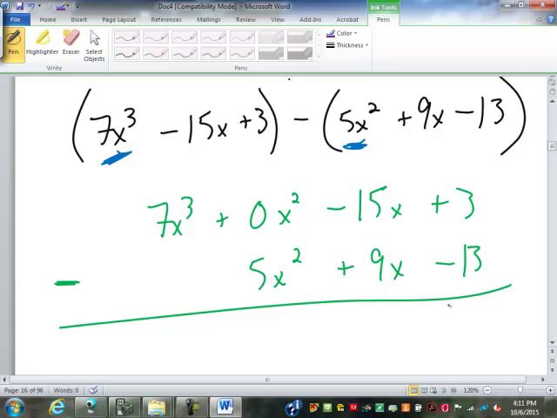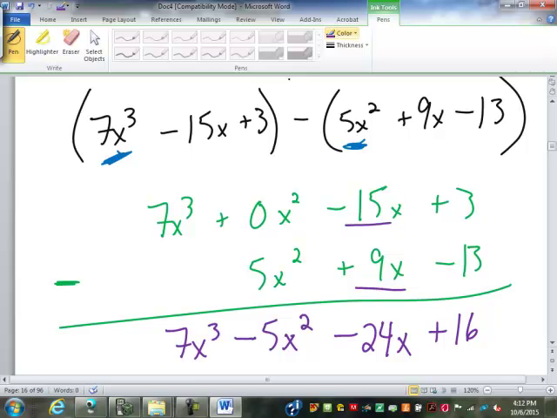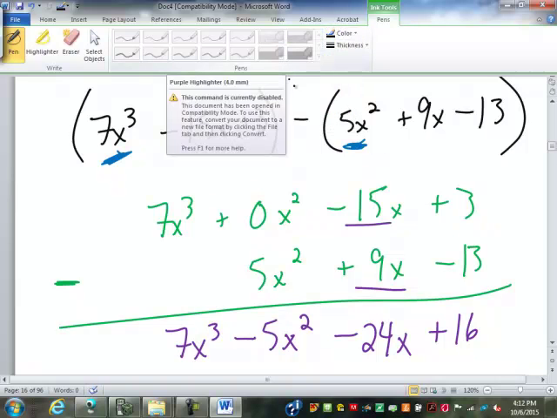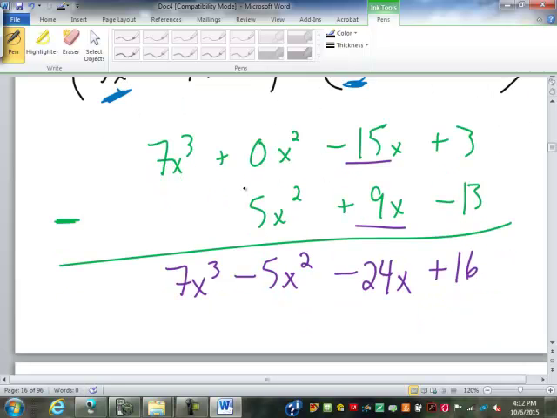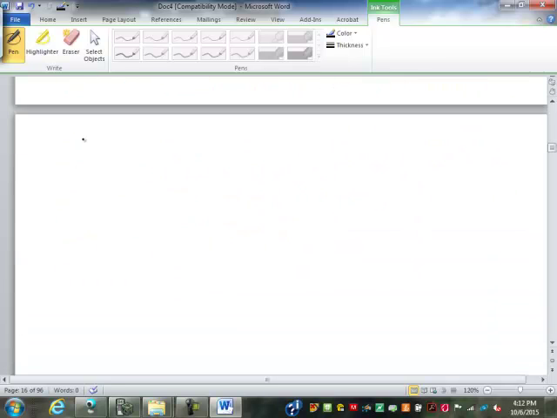Three minus a negative 13 is 16. Negative 15x minus 9x is negative 24x. 0x squared minus 5x squared. Negative 5x squared, and 7x to the third minus nothing is 7x to the third. How would this change if we had this? Go up a little bit, like that.